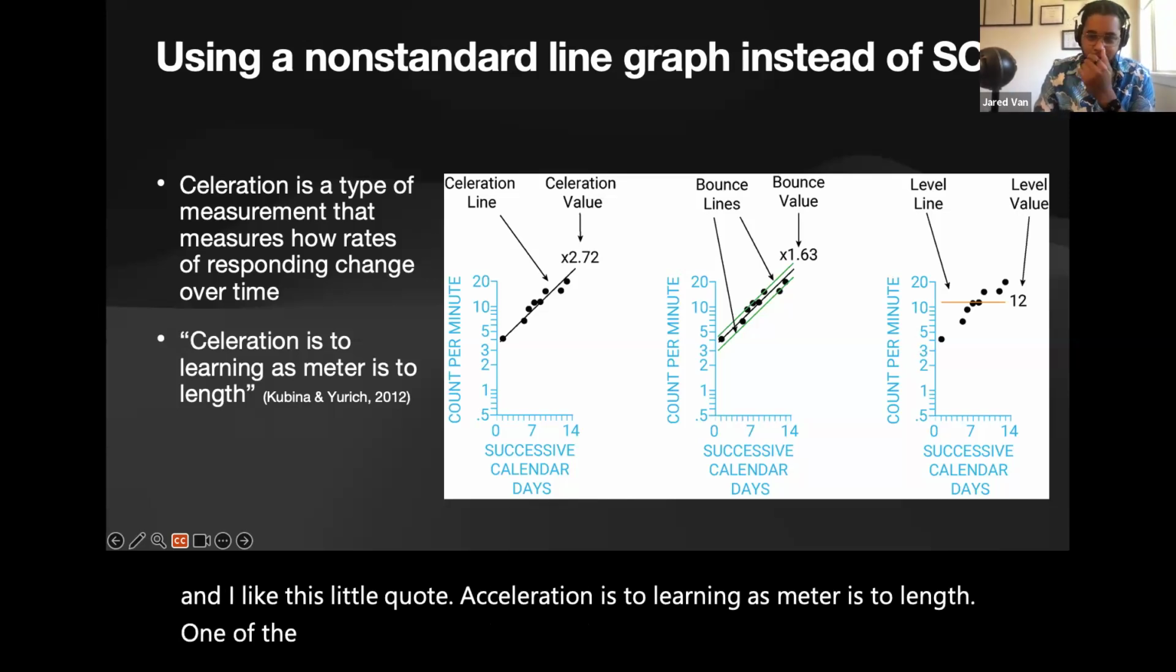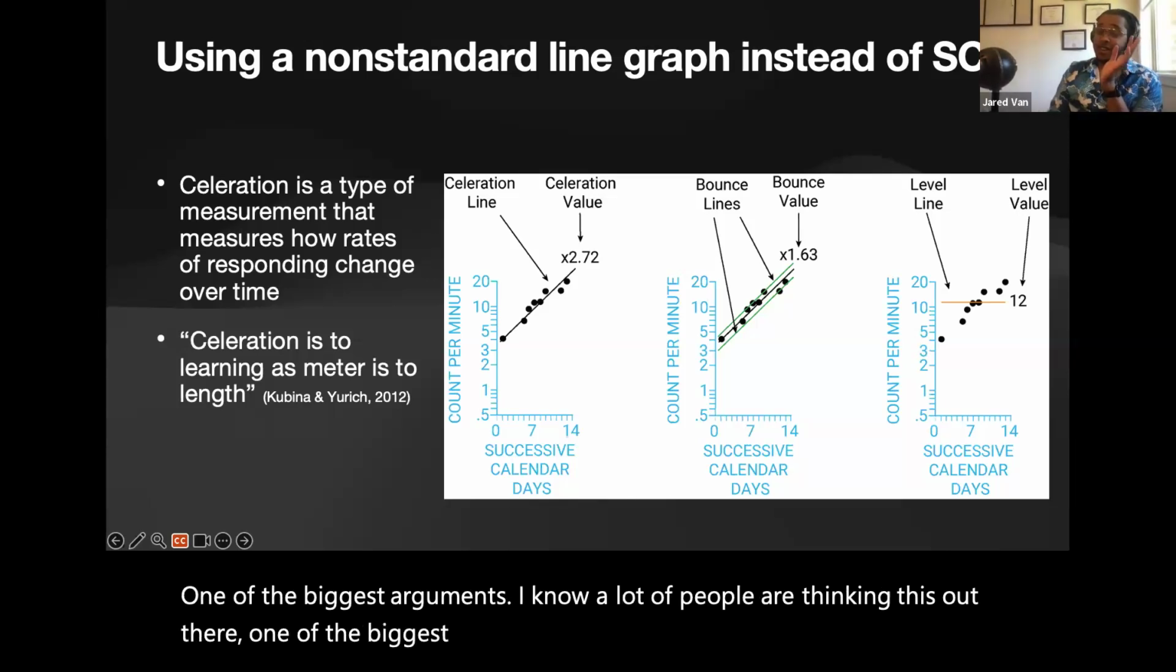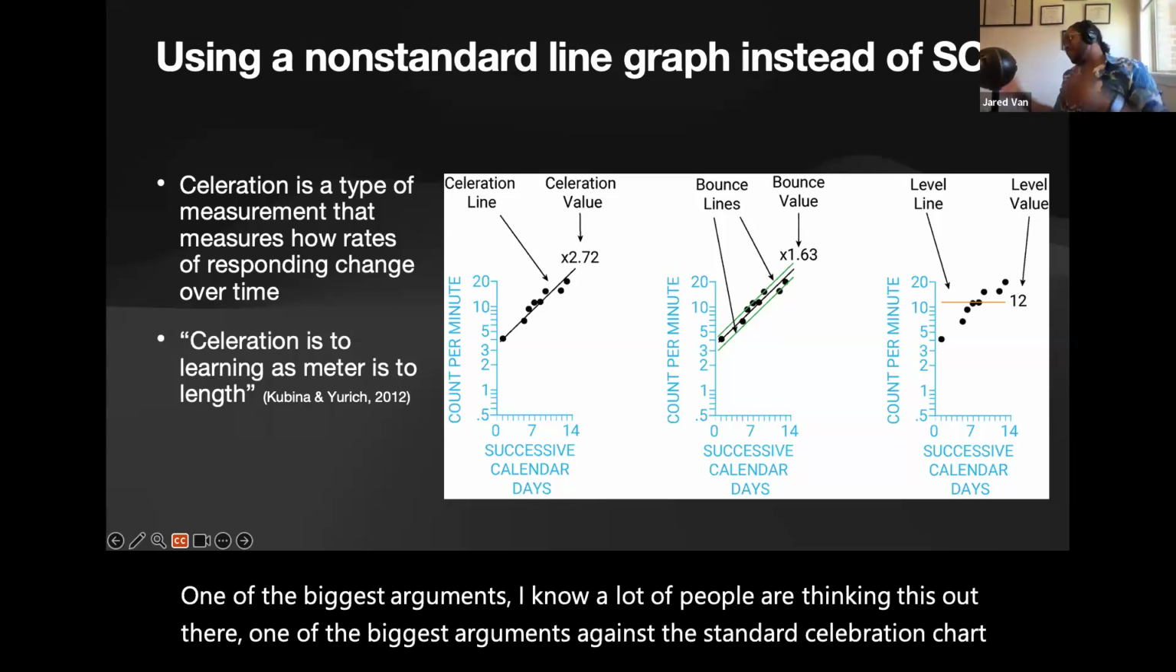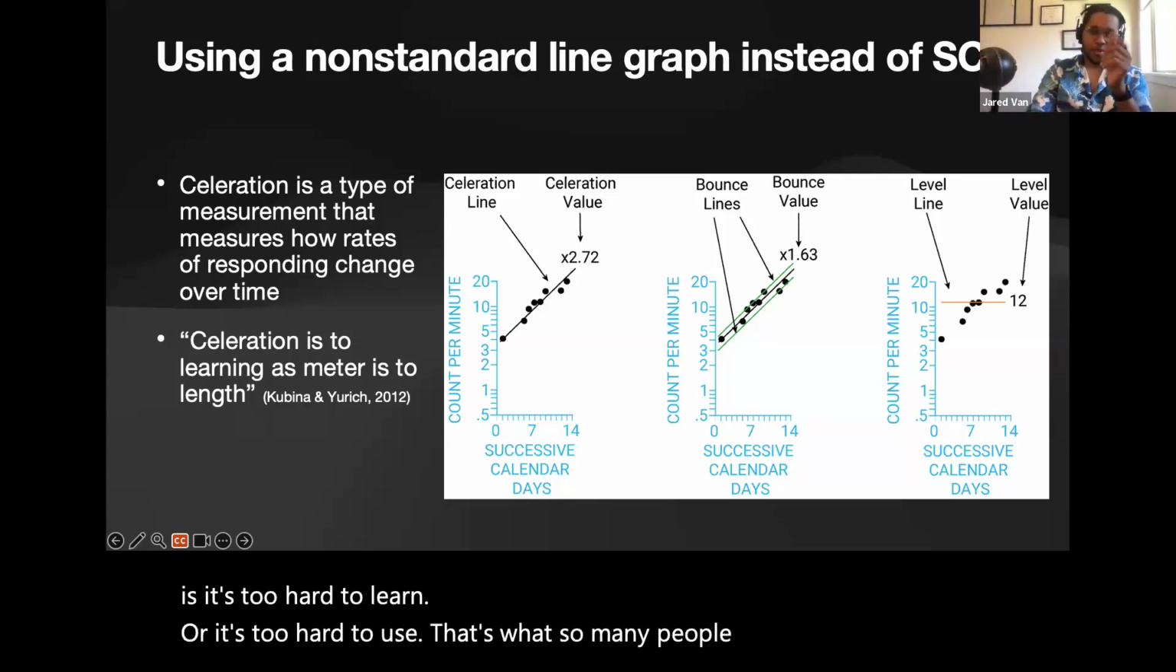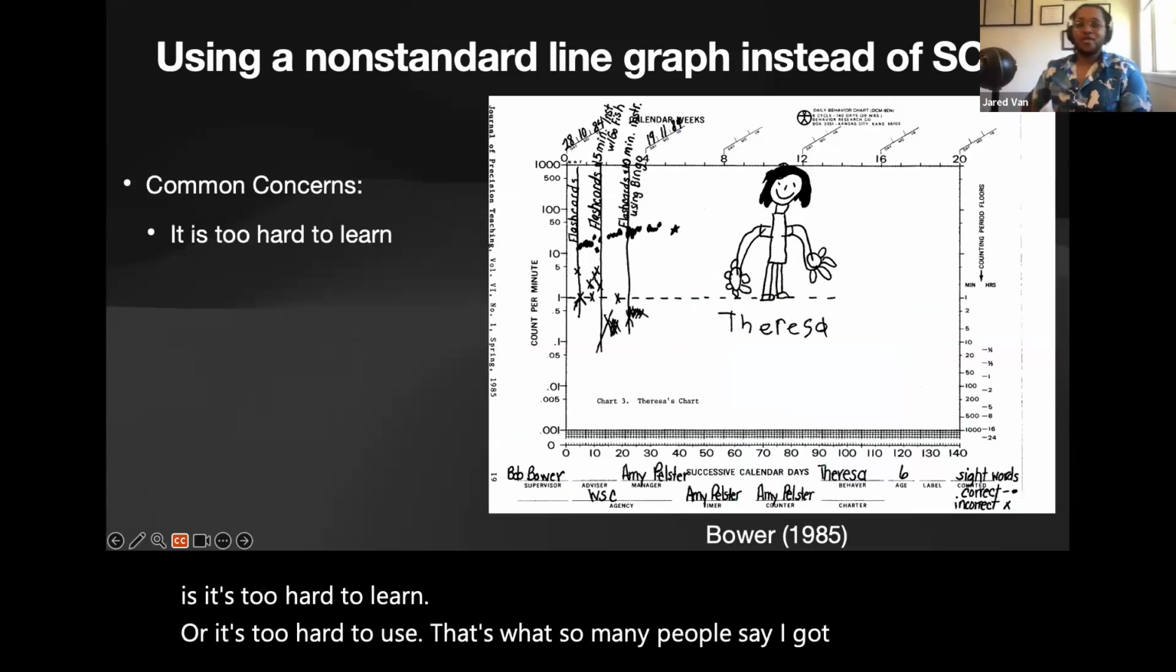One of the biggest arguments, I know a lot of people are thinking this out there. One of the biggest arguments against the standard acceleration chart is it's too hard to learn or it's too hard to use. That's what so many people say. Well, I got you. This is Teresa's chart.